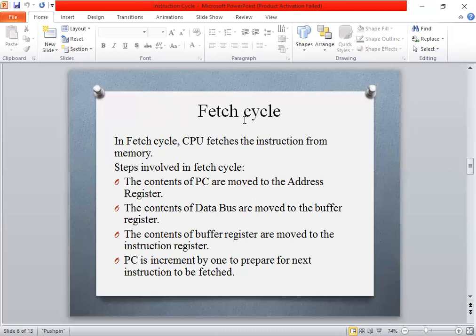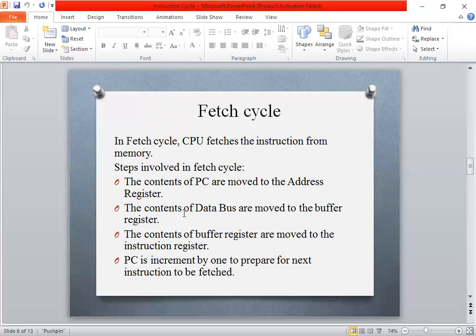Then the control unit issues the read command. The result will appear in the data bus. Then the contents of the data bus are transferred to the buffer register. The contents of the buffer register are transferred to the instruction register. Then PC is incremented by 1 to be prepared for the next fetch.